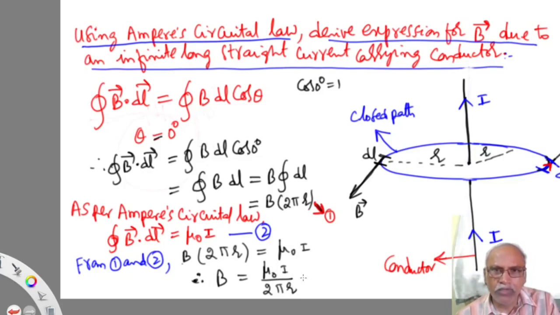What is the magnetic field at a distance r from a straight conductor? B is equal to mu naught I by 2 pi r. What is the magnetic field at a distance r? Mu naught I by 2 pi r.